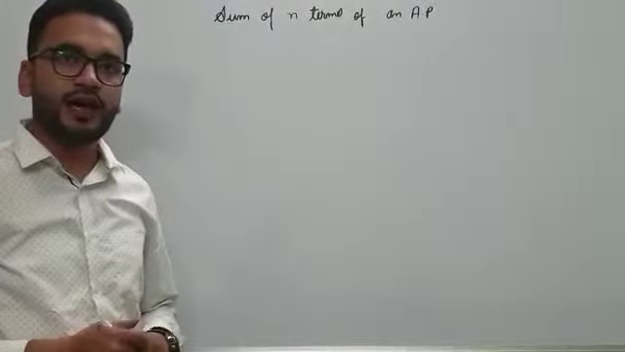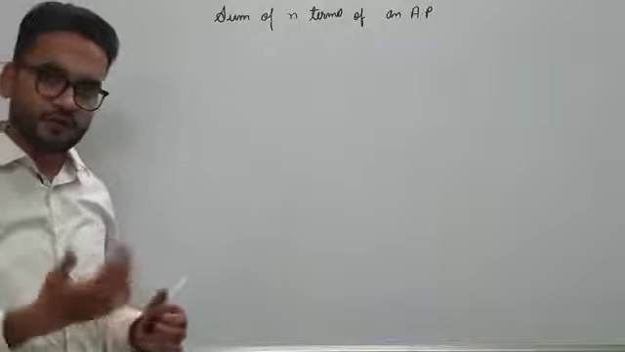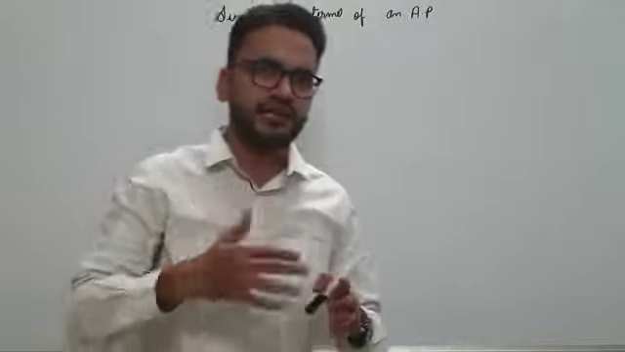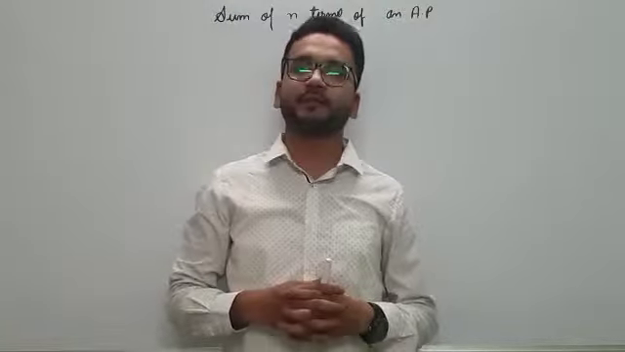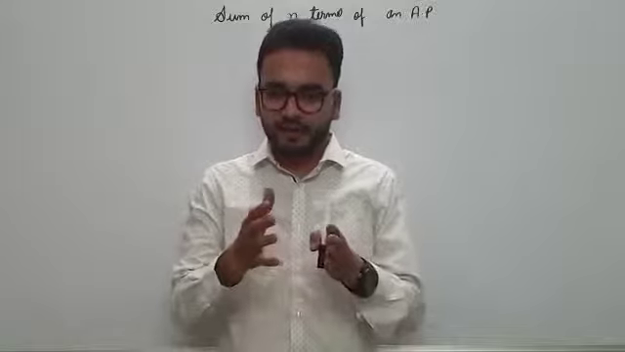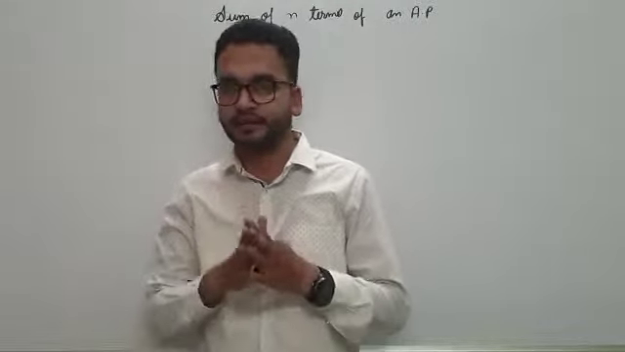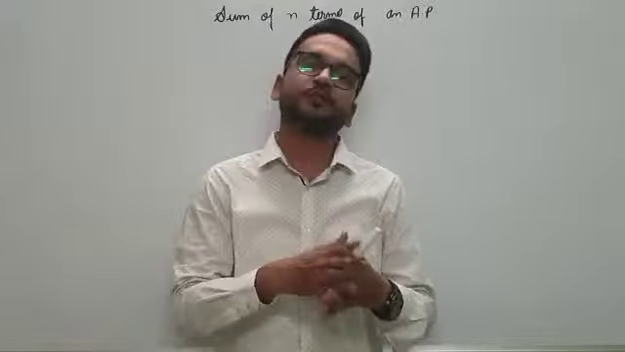Now we are going to learn how to calculate the sum of n terms of an AP. First of all, why is there a need to know the formula for the sum of n terms of an arithmetic progression? For example, natural numbers go from 1 till 100, and I ask you what will be the addition of all these.